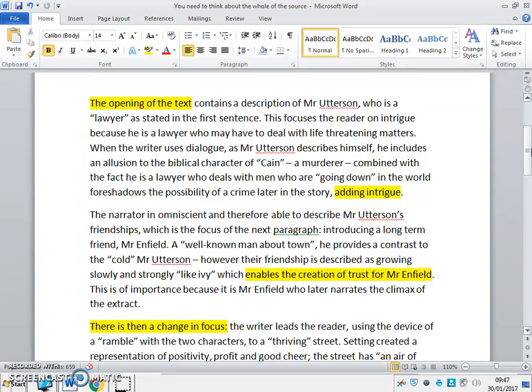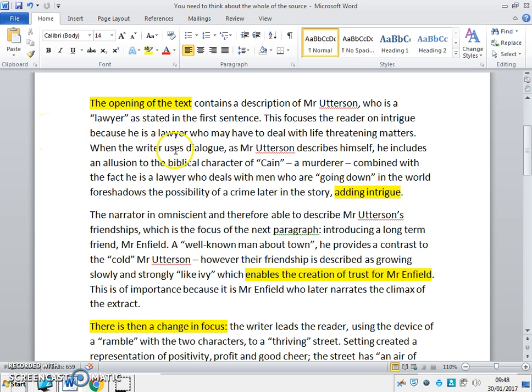So you always start with the opening. The opening of the text, a really good way to open your answer. The opening of the text contains a description of Mr. Utterson, who is a lawyer. So I've not done long fancy quotes, but I'm showing the information I found as stated in the first sentence. So that's just a really basic kind of look at the structure there. And then I need to develop it. This focuses the reader on intrigue because he is a lawyer who may have to deal with life-threatening matters.